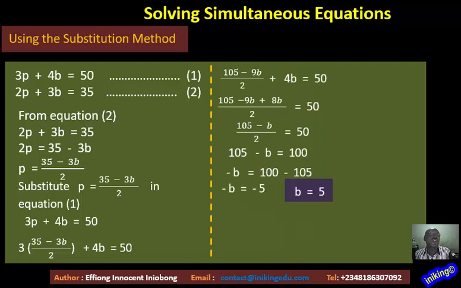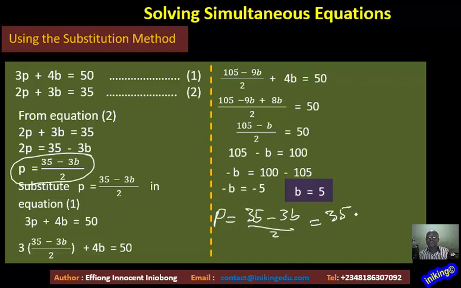Now that we know what b is, what do we now need? We need to find p. Can we find p? Yes, we can go to equation 1 or equation 2, but there is no need. Remember, we have an expression here already. We have already expressed p in terms of b, so I can just pick that out. As I come here, I'm substituting b equals to 5 into this expression here. 35 minus 3b divided by 2. My b is 5. So that will be 35 minus 3 times 5 divided by 2. Of course, you don't need to perform any voodoo. This is 15 divided by 2. 35 minus 15 will give us 20. That's 20 over 2. And that's 10.